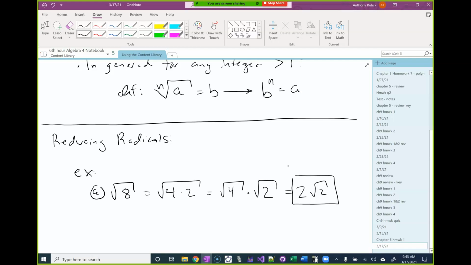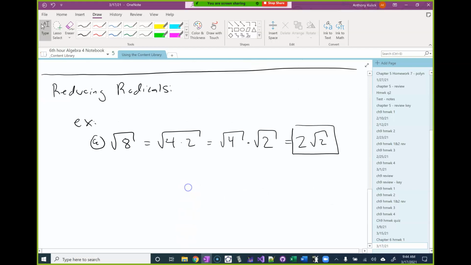That's the usual process. Is every radical reducible? No, right? Square root of 2 doesn't reduce anymore because there are no perfect squares that are a factor of 2. But some of them can. Let's do a couple more to make sure we get a handle on this. Sound okay to you guys? Oh, good.